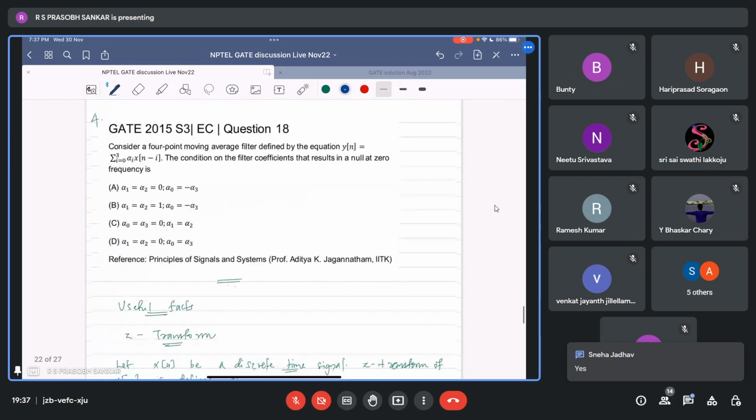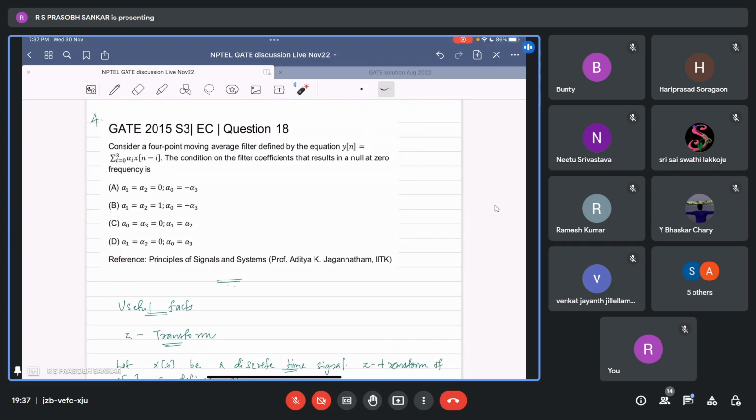Okay, so next question. This is kind of related to the first question, but somewhat different. Consider a 4-point moving average filter defined by the equation y of n equals summation i equal to 0 to 3 alpha i x of n minus i. The condition on the filter coefficients that results in a null at 0 frequency is which of this?